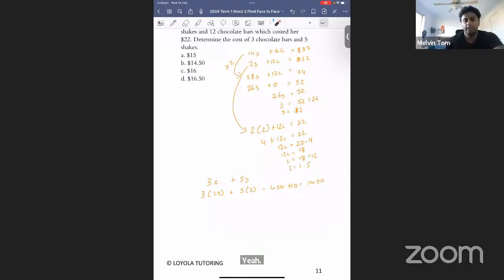So that we can get rid of one of the variables. So we got rid of the chocolates. So 6c multiplied by 2 gives us 12c, and that way we can get rid of it.